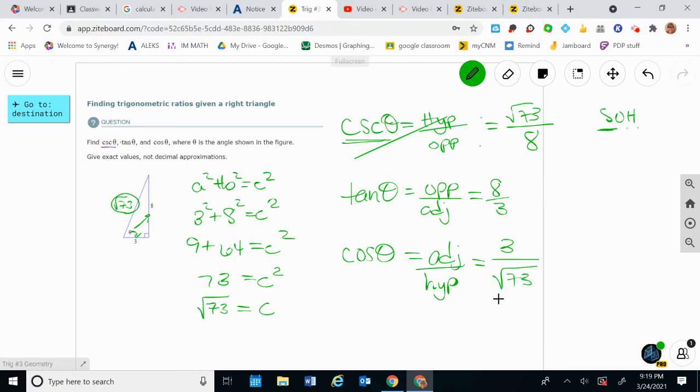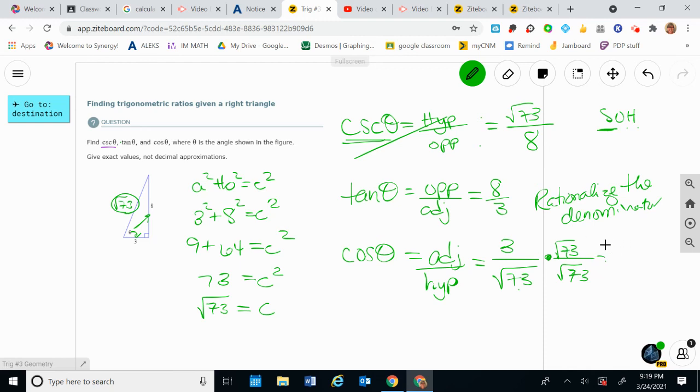Hypotenuse is the square root of 73. I don't think they're going to let you leave that radical in the denominator. So we need to rationalize. I know I went over this in one of the notes. The denominator. And you do that by multiplying it by the square root of 73 over the square root of 73.